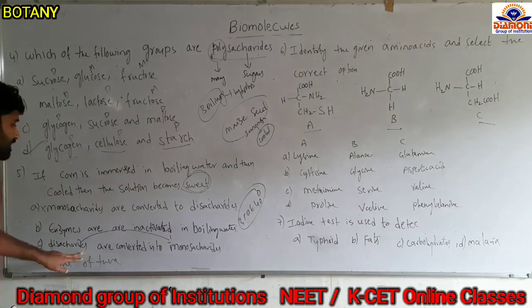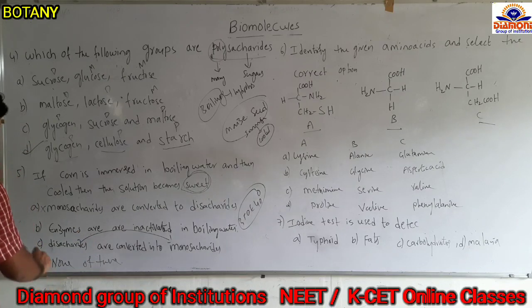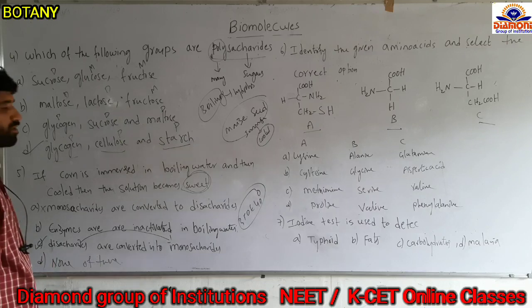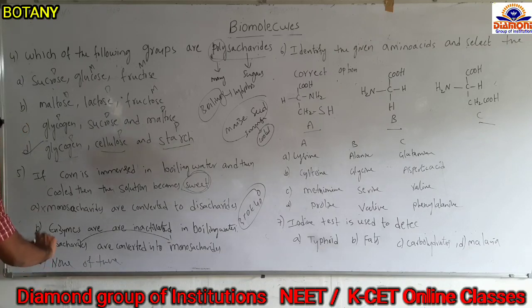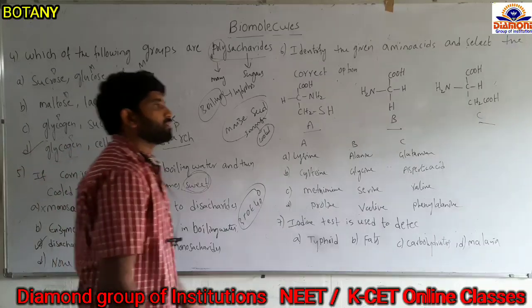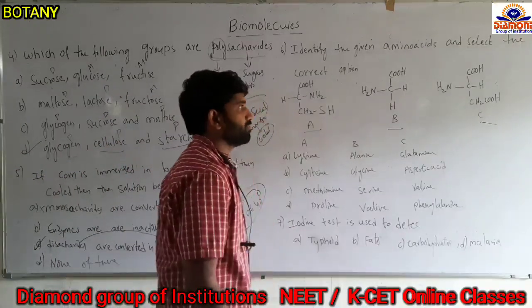That's the reason disaccharides are converted into monosaccharides. So the answer is C. And option D is given as none of these. Out of the given statements, C is the correct statement, meaning at the time of boiling, complex molecules are converted into simple molecules.